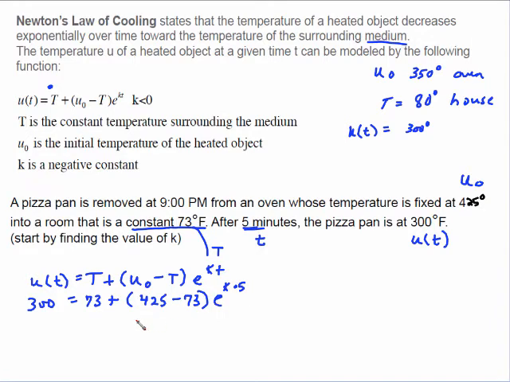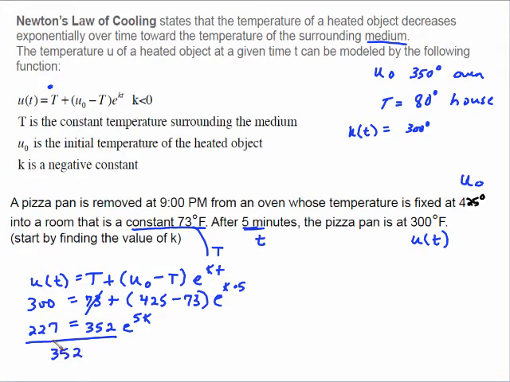So we've got some arithmetic we can deal with here. I can do 2 things at once with pretty easy arithmetic. Subtract 73 from both sides. That gives me 227 over here, so we're done with that. I can do what's inside the parentheses here. 425 minus 73 is 352. e to the 5k, that looks better than k5. We know we've got to get the exponential totally isolated. We're partway there. If we divide both sides now by 352, we will have the exponential part of our equation isolated.